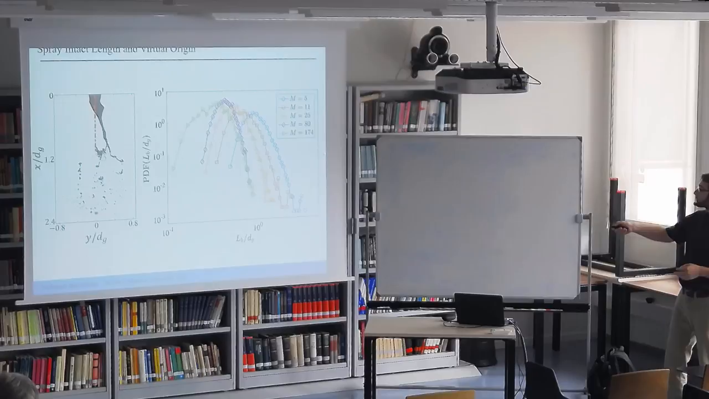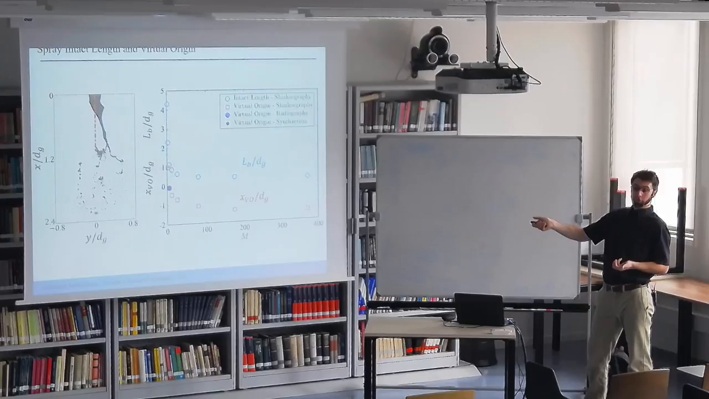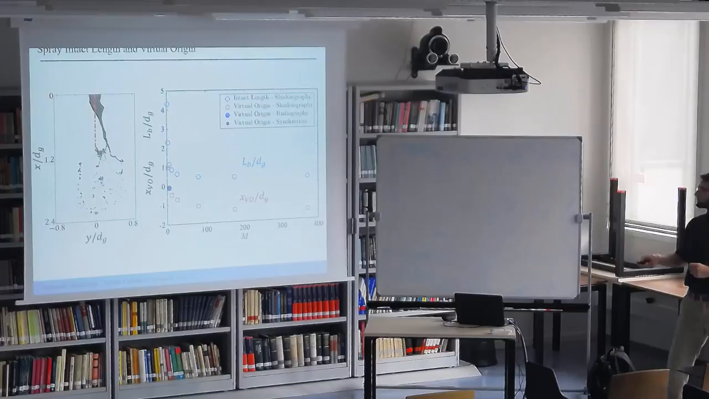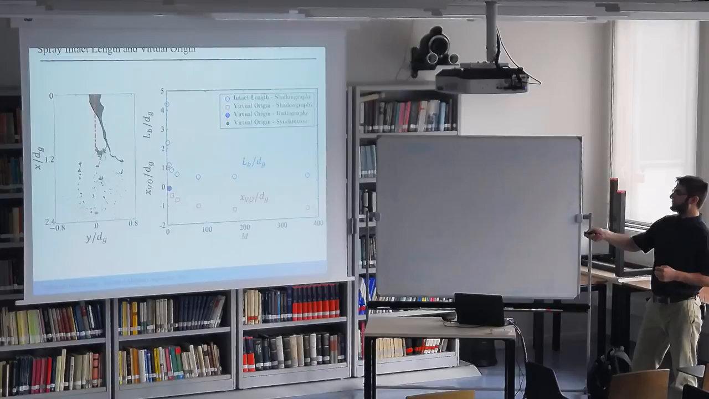So let's look at the average that, as I've shown in the introduction, decreases very drastically with the momentum ratio. And you see that you have a similar evolution, it's not exactly the same, of the virtual origin. And what you see is that the virtual origin is downstream of the nozzle at low momentum ratio. And when you increase the momentum ratio, it moves upstream so that it is inside the atomizer.